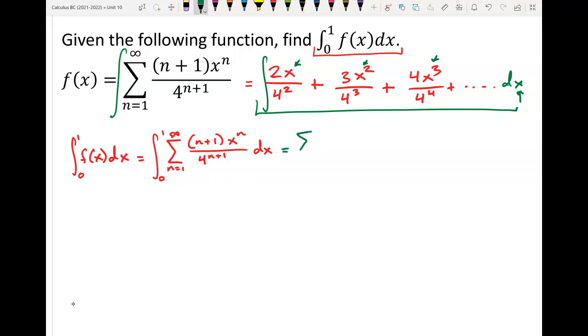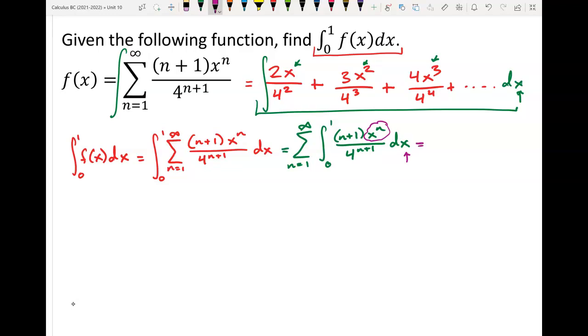So that would be equal to the sum as n equals 1 to infinity of every single term. That would be the integral, we're still doing from 0 to 1, of n plus 1 times x to the n over 4 to the n plus 1 dx. But again, what is my variable of integration? I'm integrating in terms of x. So what really matters for my integration? Well, the only thing that really matters is that term right there. All the other stuff is a constant or coefficients. So I can even just pull that out.